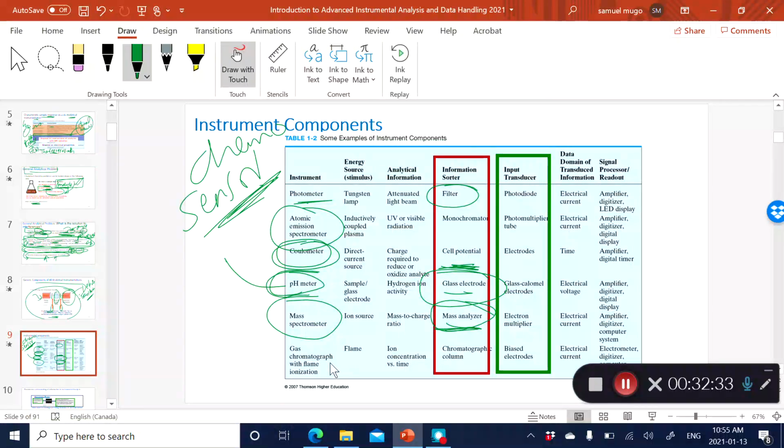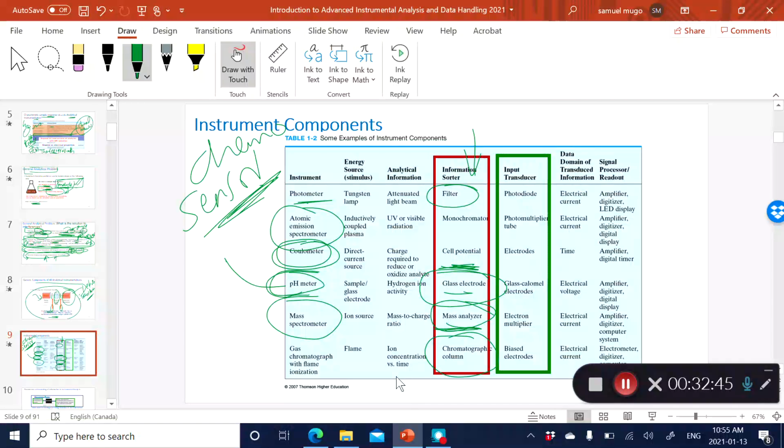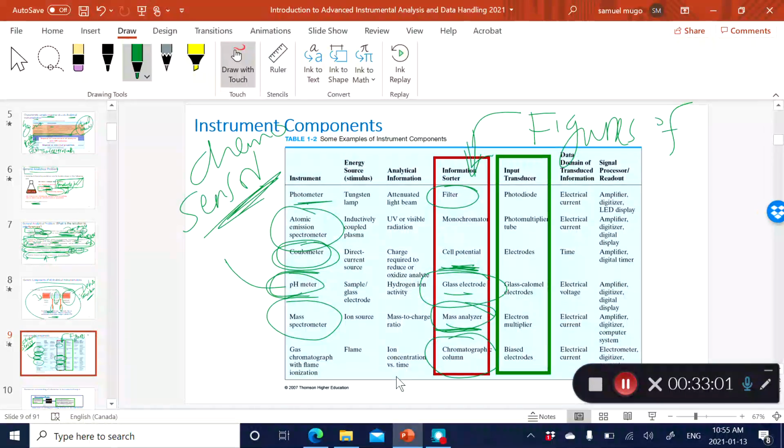Now, gas chromatography, on the other hand, you can see the information sorter is a column, a chromatographic column, and so forth. And as I've said, the information sorter is often the major bottleneck in analytical analysis, as far as making the devices cheaper and selective, so it impacts a lot of the figures of merit, or the performance of the instrument. And of course, later on, I'm going to talk about the figures of merit. But those of you from Chem 211, you understand what I mean by the figures of merit.